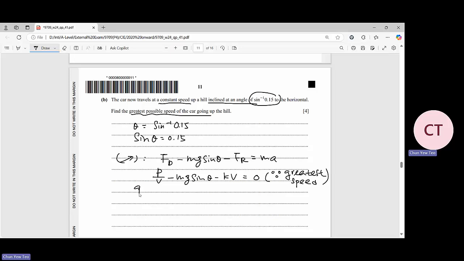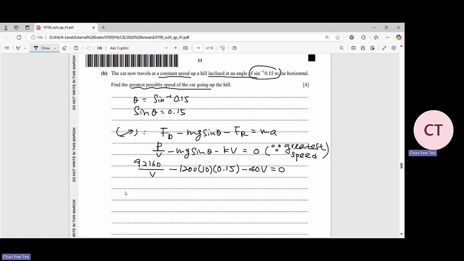So the P is still the same, 92160. The V over here, you do not know. You need to find the V. The M is 1,200, g is 10, sine theta is 0.15, k is 40. V is unknown. Just having the equation like this, then I just need to multiply everyone by V, I get 92160 minus 1800V minus 40V squared.